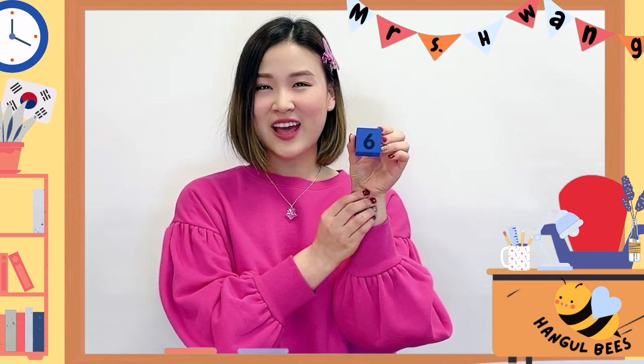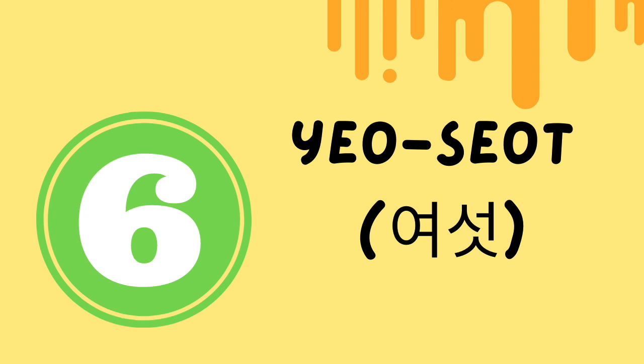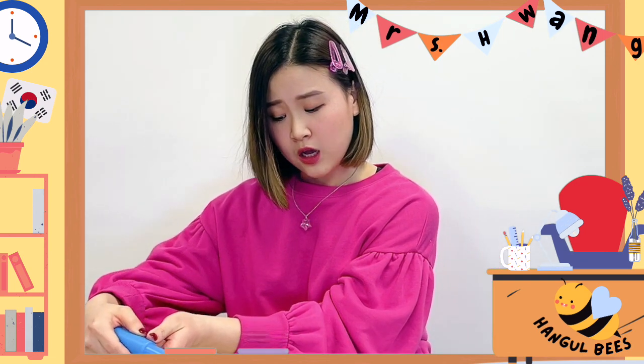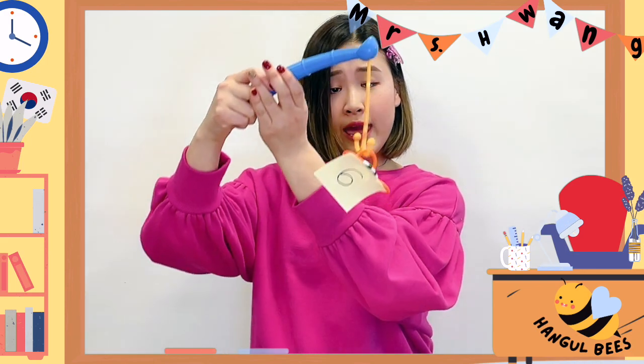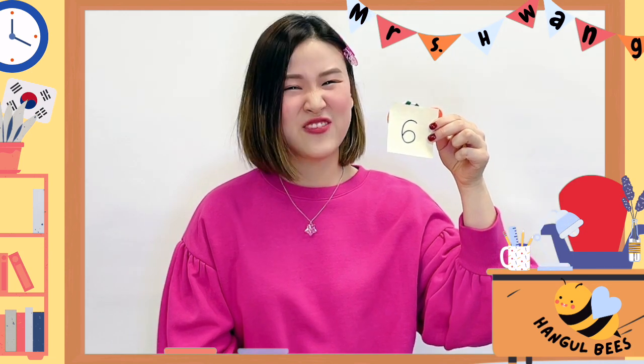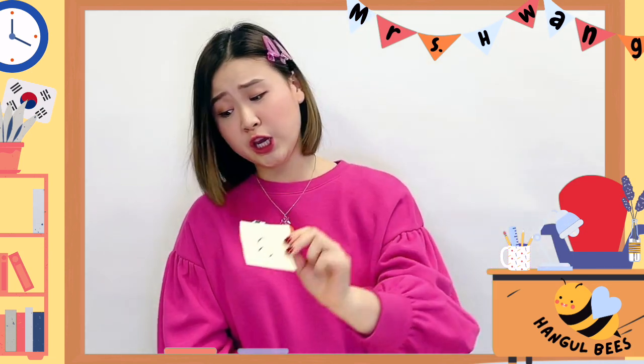Number 6 in Korean is 여섯, 여섯. 여섯. And today we're gonna go fishing for the numbers. Let's see which numbers. Number 6. Ooh, I think I found it. Look, look, look. Oh, is this number 6, everybody? Yes. Can you guys say 6 in Korean? 여섯. 여섯. Very good. Bye-bye, fishy.